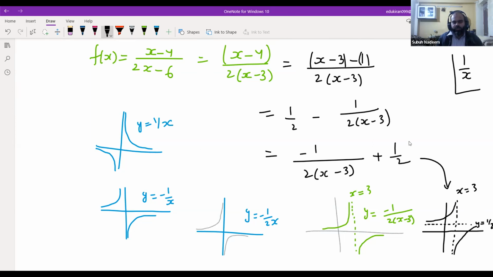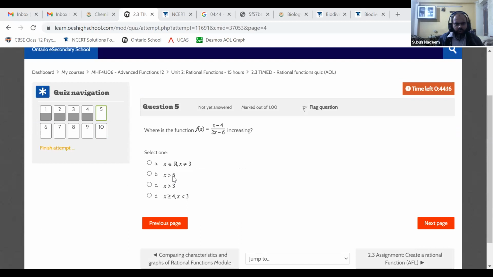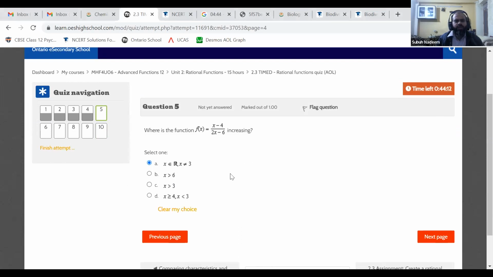Okay. So if you want to write this, you can write this option. Is there any option like this? Increasing everywhere except. So what option? X is greater than 3? X is greater than 3, yeah, it's there. No, everywhere it should be. Show me the options. Except at 3. This A option is there, no? X belongs to real number, x is not equal to 3. Okay. X equal to 3 is not included, otherwise all the values.